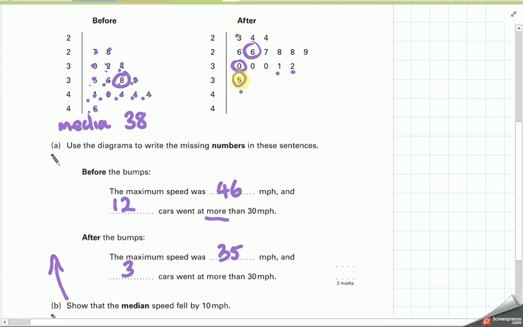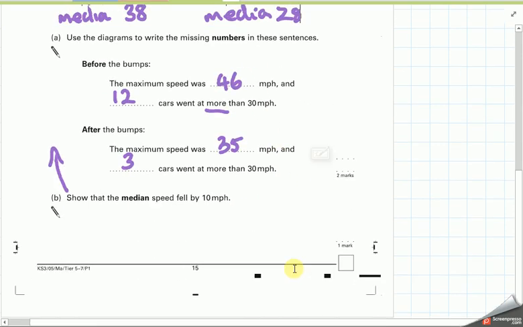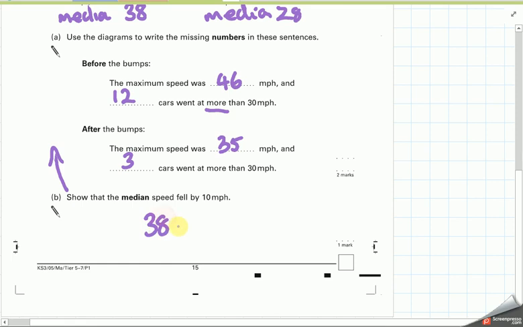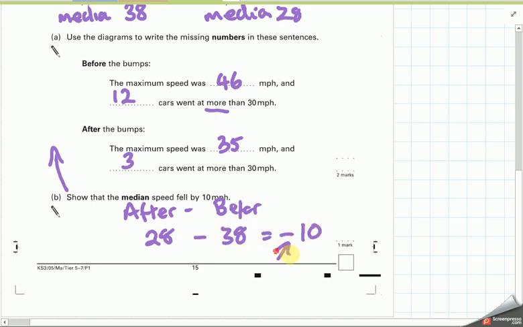This one, 3 and 5, 4 and 2, 4 and 1, 6 and 0, 6, 0, 7, 0, 8 and 10. My median is now 28. So the median speed has done 38 minus 28, which is 10 miles per hour. So to show it falls, I should say after minus before. So 28 minus 38 gives me minus 10, and the minus means fell.